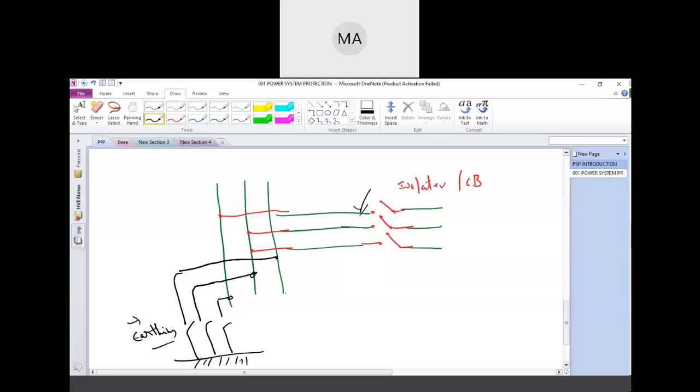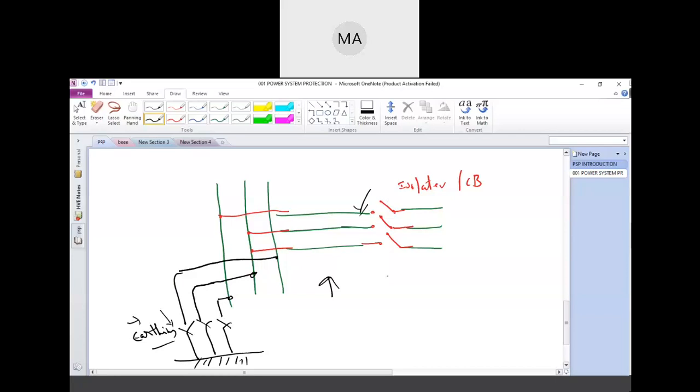If both are switched on simultaneously, what will happen? The LLG fault will take place, because all the phases go to the ground. That's why the fault will occur here. If the line is turned on and the earthing switch is also turned on simultaneously, it causes the fault. This is how it occurs in symmetrical faults.